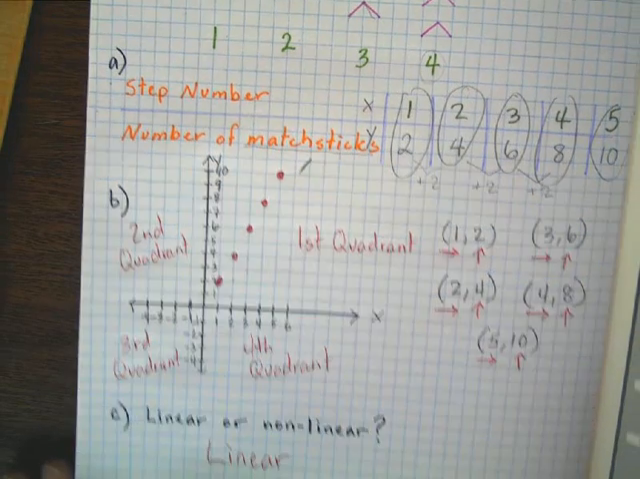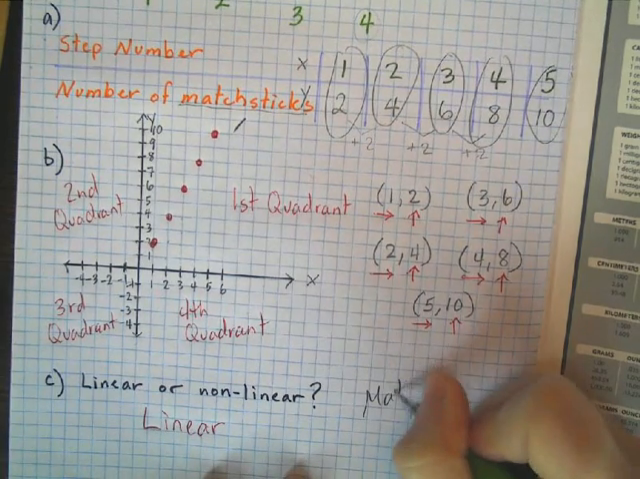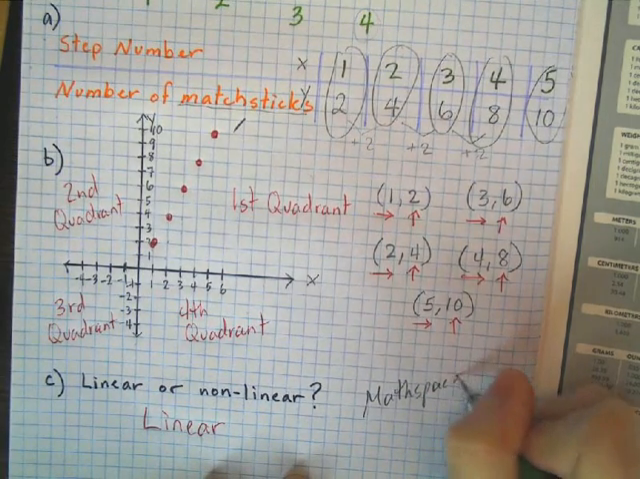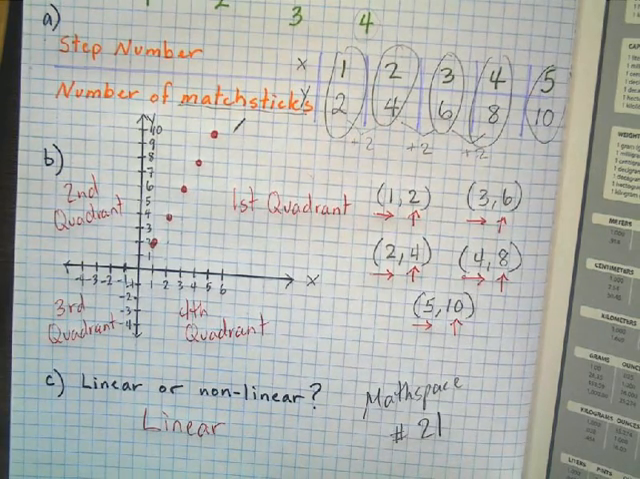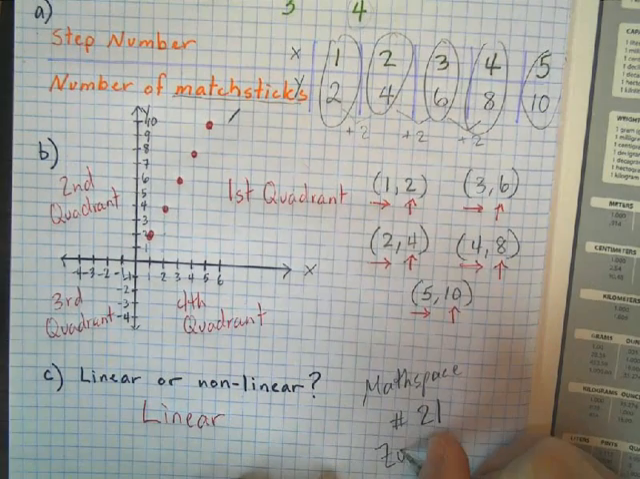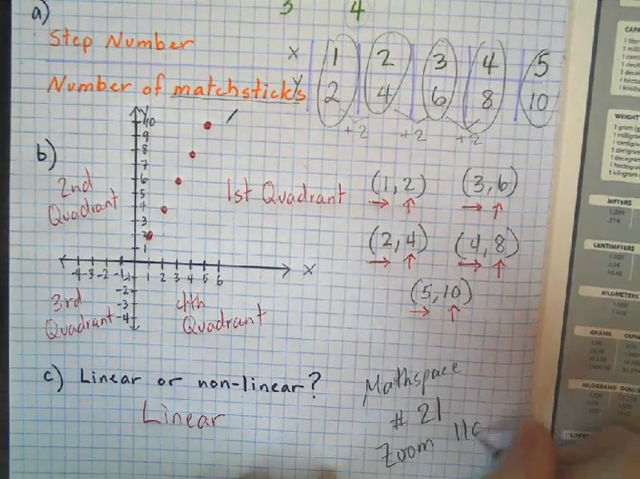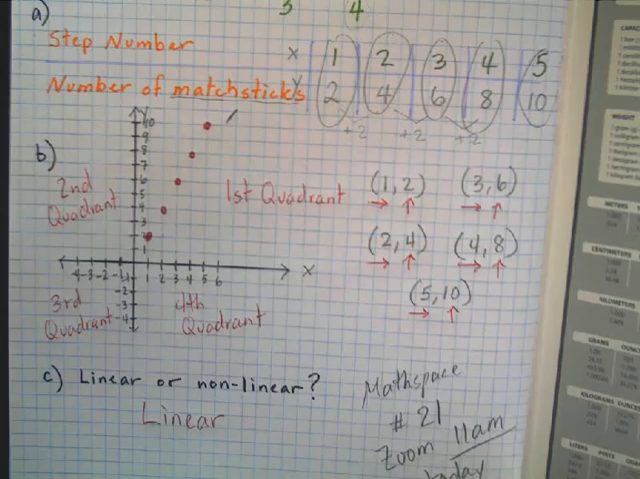Okay, so now you're going to go and do math space number 21. And we have our Tuesday and Thursday meetings. Today's meeting is going to be at 11. So Zoom meeting at 11 a.m. today.